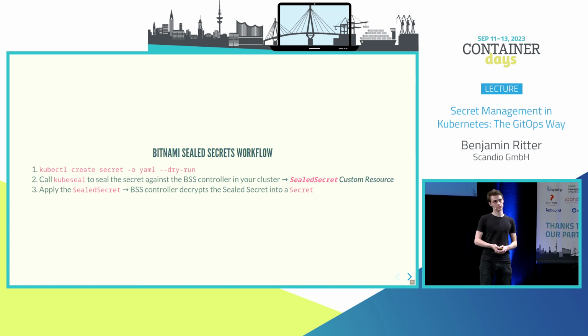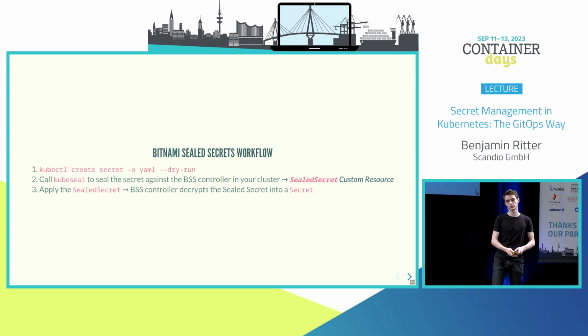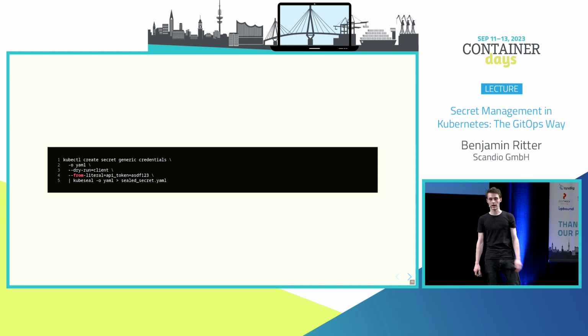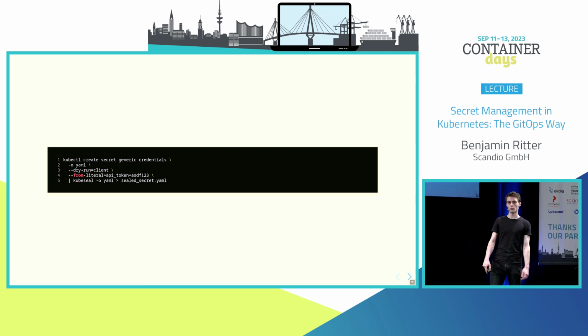Even if you revoke access to your clusters. So basically, you create your secret resource, you seal it with kubectl, you apply the sealed secret resource onto your cluster, and then you get your secret back. If you're doing this in like a one-liner, or I guess five-liner here, it looks something like this.